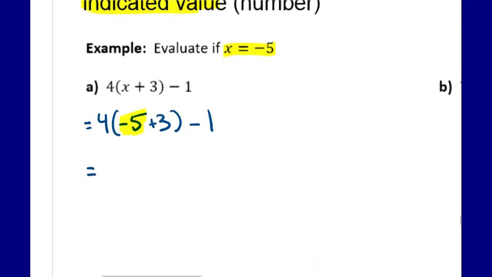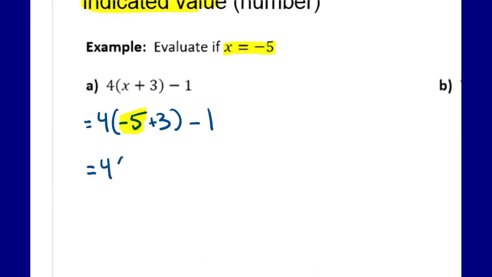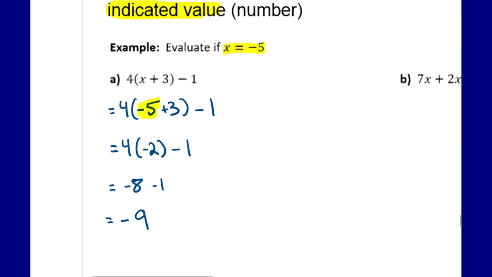I'll go and do this by hand. Again, you could use your calculator. -5 plus 3 is -2. So 4 times -2 minus 1. I'm going to multiply first, get -8 minus 1, and I get -9 as my final answer. So all we're doing is replacing the variable with a number and calculating or solving.